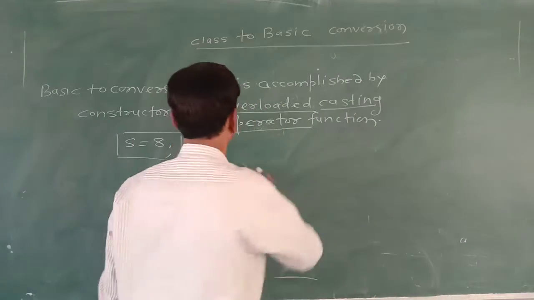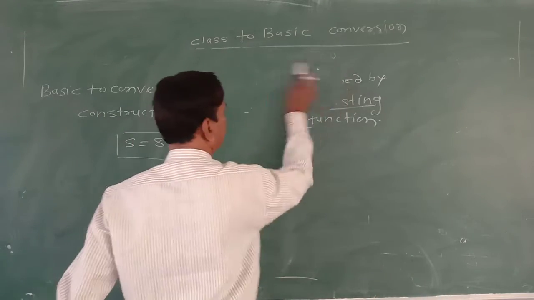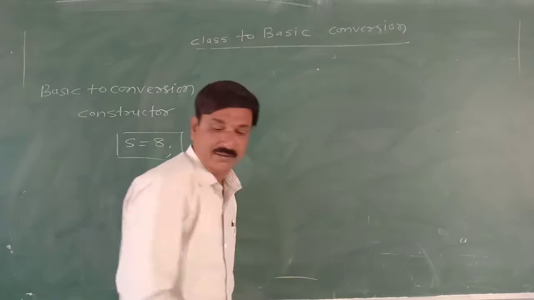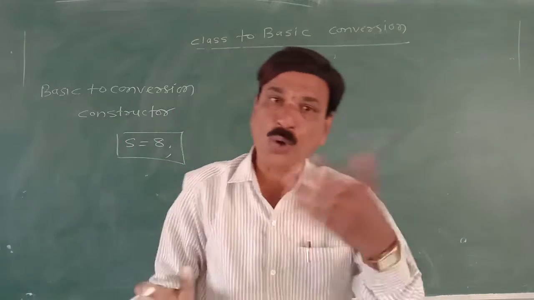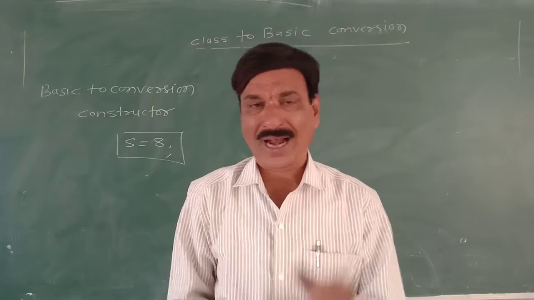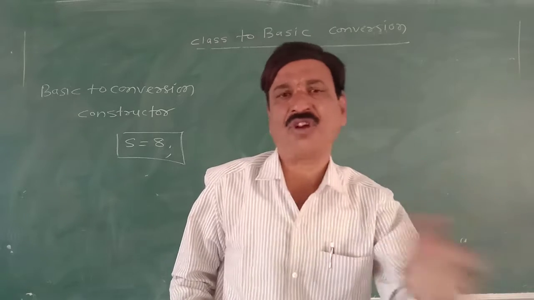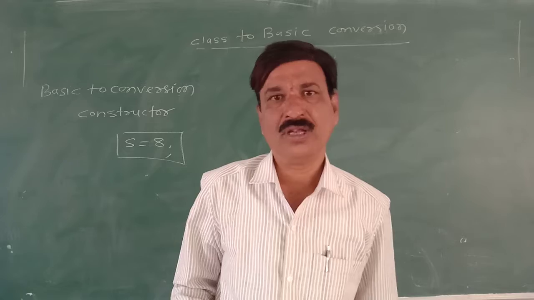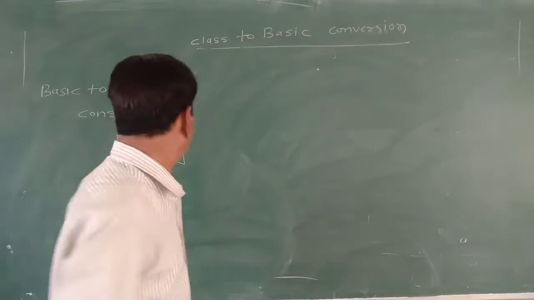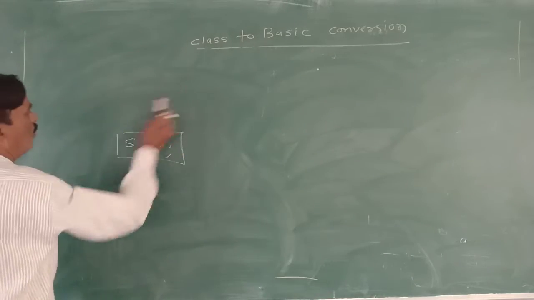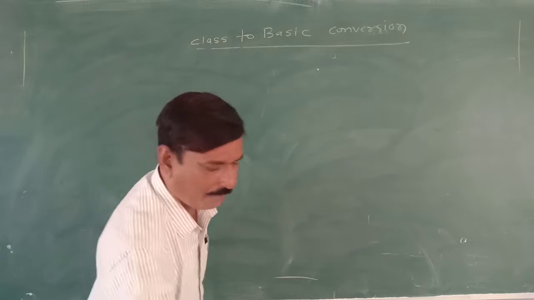For example, int is a data type, float is a data type. So the data types int and float decide the cast of variables. That's why they are called data types. Now we will see one program.